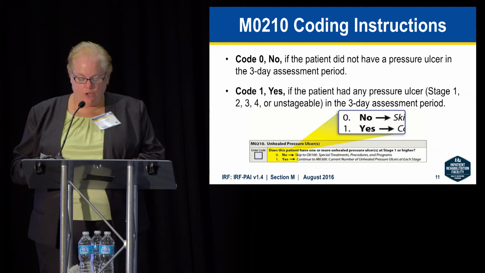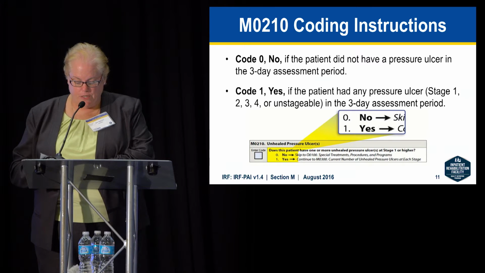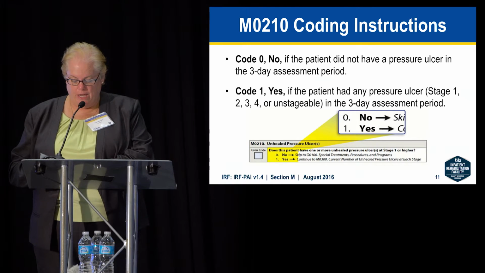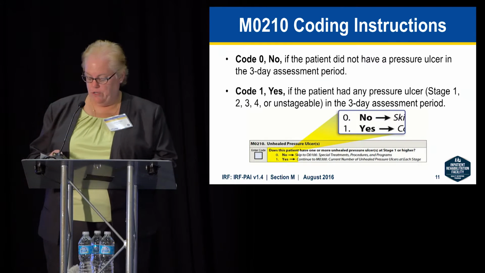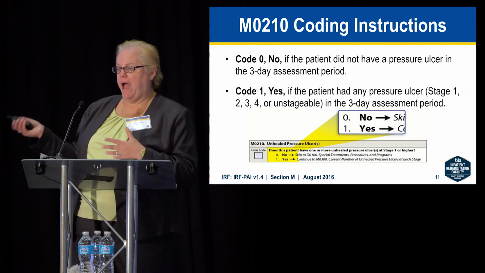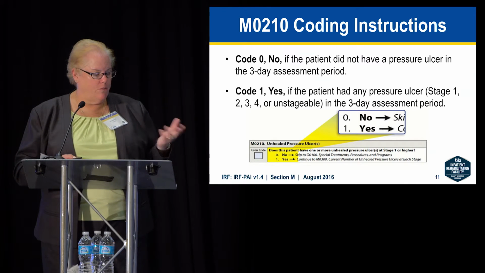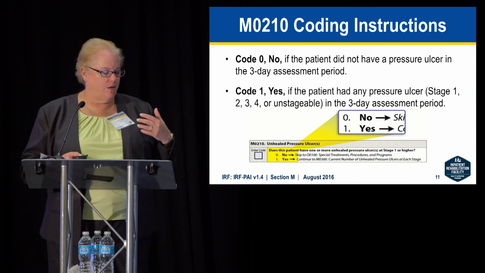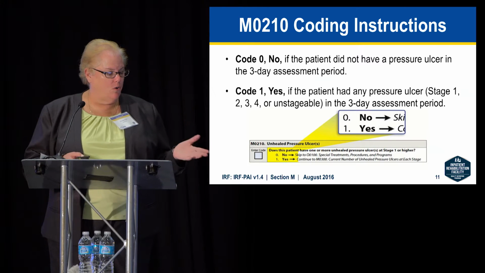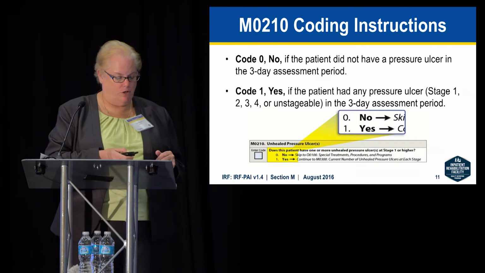So for this question, M0200, we're asked, does the patient have one or more unhealed pressure ulcers at stage 1 or higher? So that's the first question. They either have it or they don't. So we code 0, no, if the patient doesn't have a pressure ulcer in the 3-day assessment period, or 1, yes, the patient has a pressure ulcer.